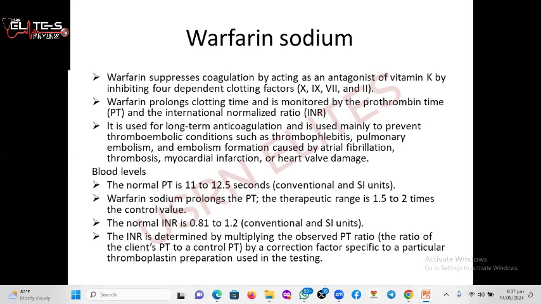So for that one, we don't multiply. For INR, we don't do any multiplication. We just look at the values. So if you are giving warfarin and you are monitoring, we are using the INR to determine the effectiveness of the warfarin. The therapeutic INR for someone on warfarin should be between 2 to 3.